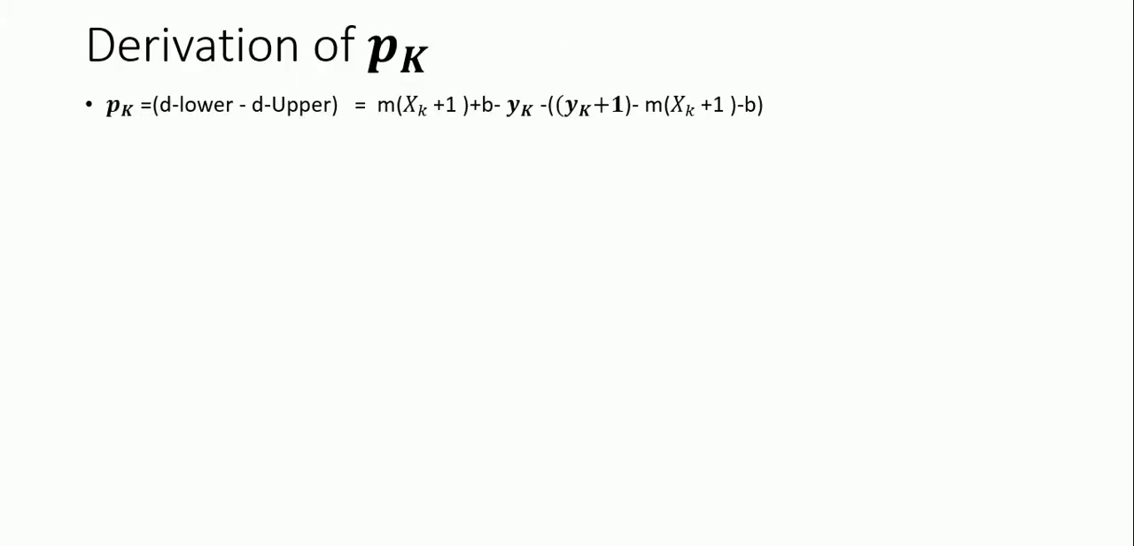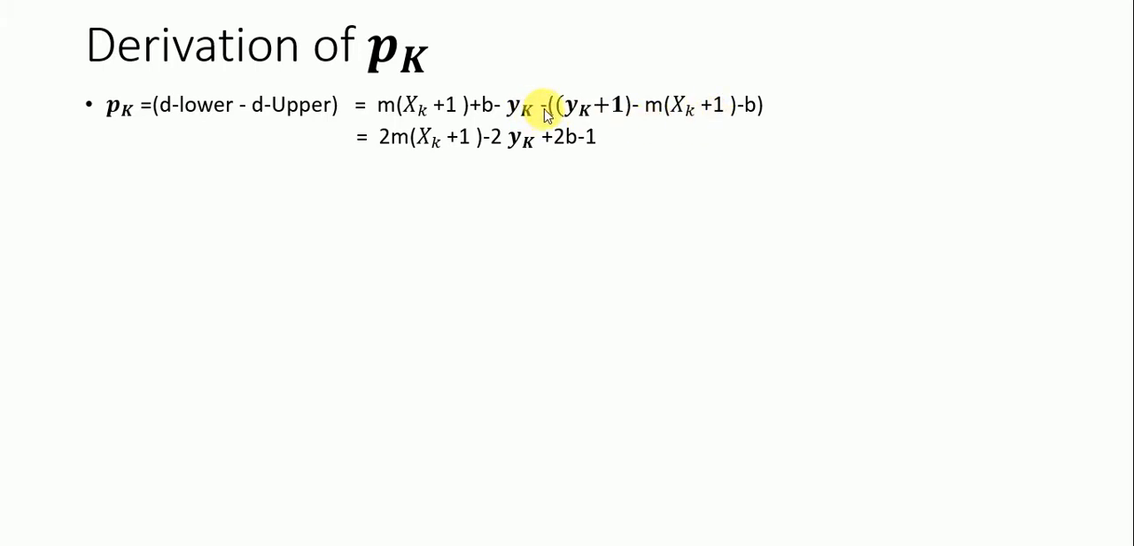Now we need the derivation of pk. Pk is derived as d is equal to d lower minus d upper. That is, we know that d lower is m into xk plus 1 plus b minus yk. This is for d lower. And this is d upper: yk plus 1 minus m into xk plus 1 minus b. The m into xk plus 1, here also m into xk plus 1.